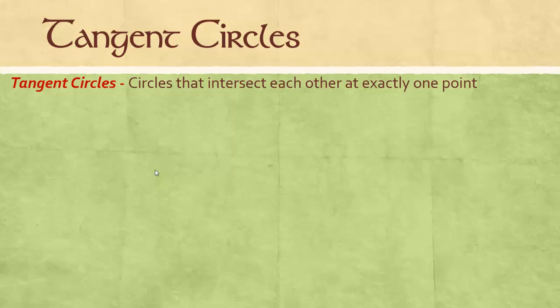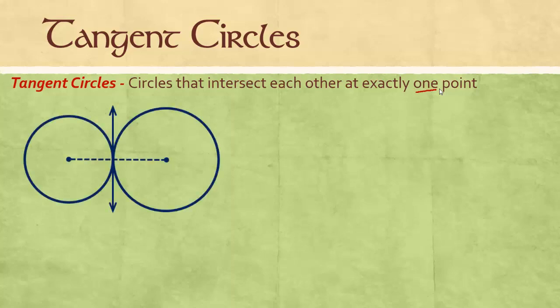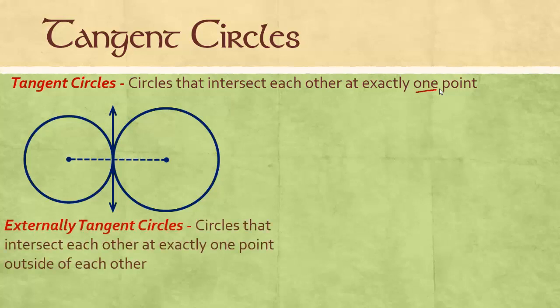Circles that intersect each other at exactly 1 point are tangent circles. Now, they intersect each other at exactly 1 point. Something to keep in mind, something that's very important. So there's an example of a tangent circle. These two circles touch. You've got your tangent line that runs between them to help illustrate that point. Okay, and these are externally tangent circles.